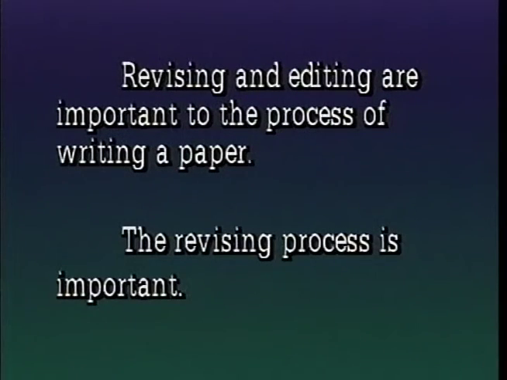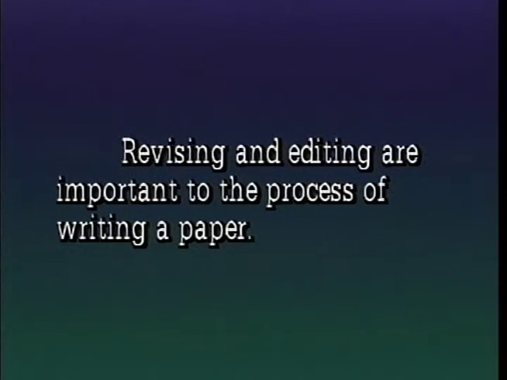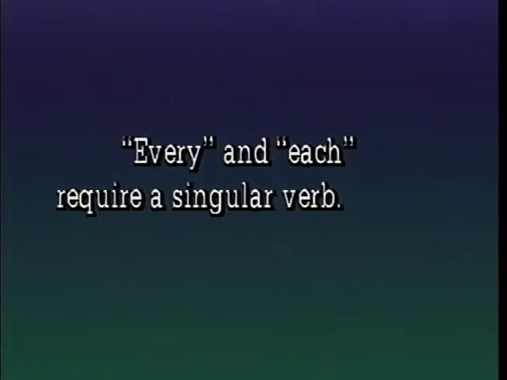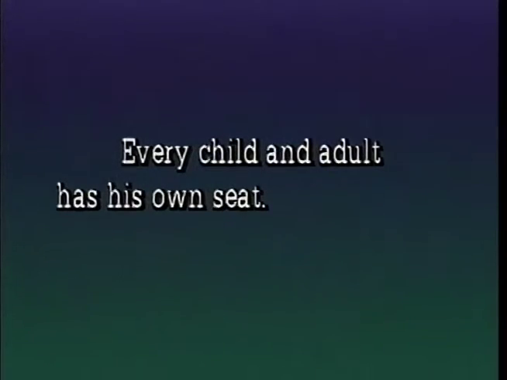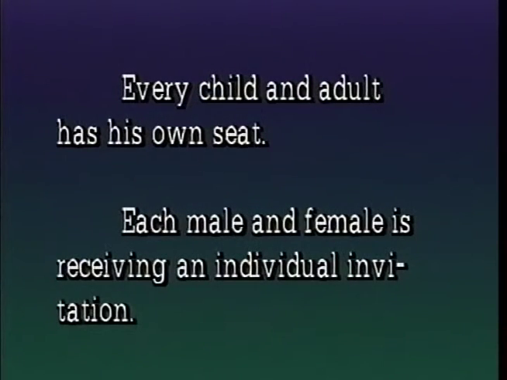The revising process is important. Now we have a singular subject with a singular verb. Both of these examples are correct. For the most part, when two subjects are joined by and, you need to use a plural verb. But there is an exception. If the words every or each precede the subject, the verb needs to be singular. The reason is the words each and every denote one person or a singular unit. For example, every child and adult has his own seat. Or, each male and female is receiving an individual invitation.